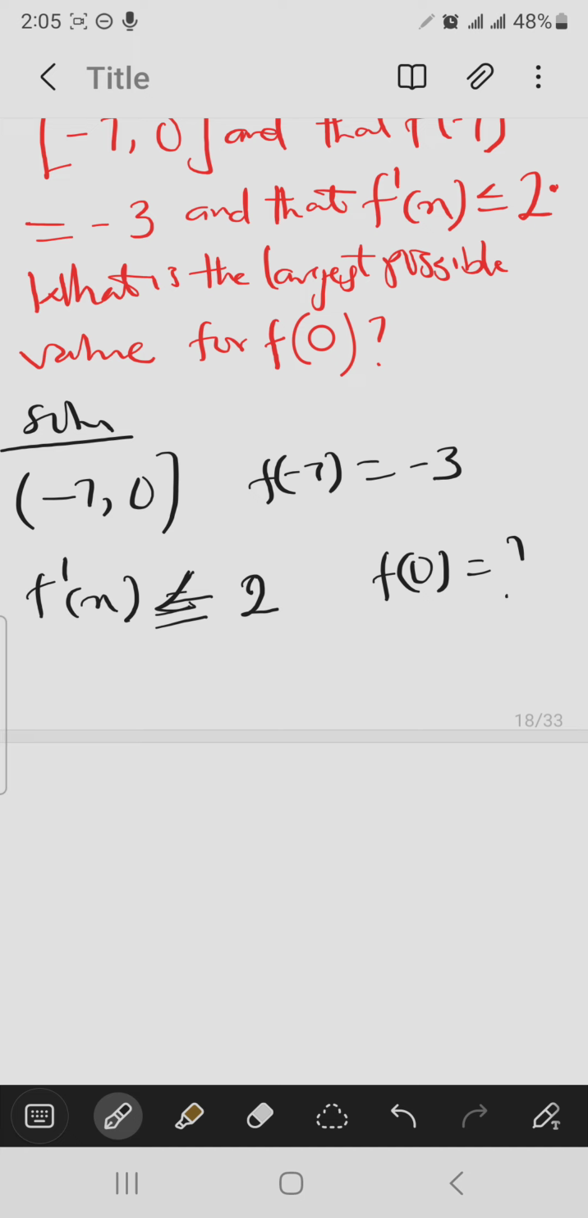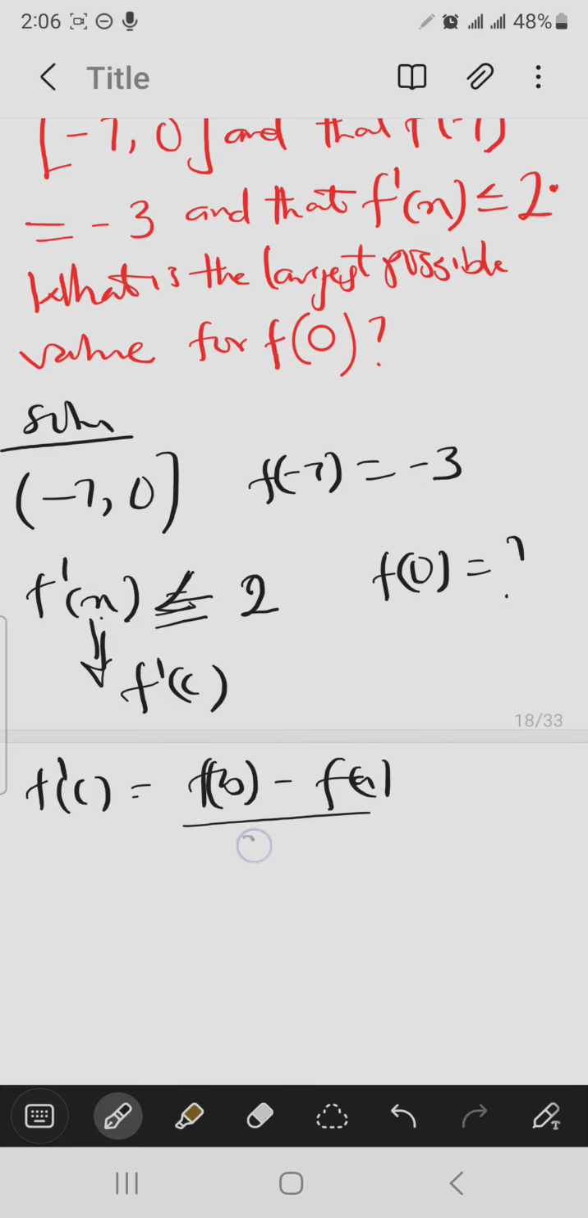f of 0 is what we are told to find. You must already know that the f prime of x they are referring to here means f prime of c that we used to find. So f prime of c will always be f of b minus f of a over b minus a. So this one will be less than or equal to 2 now.